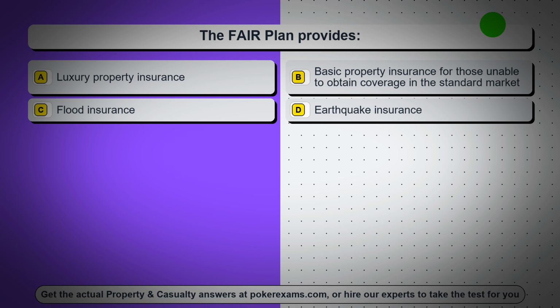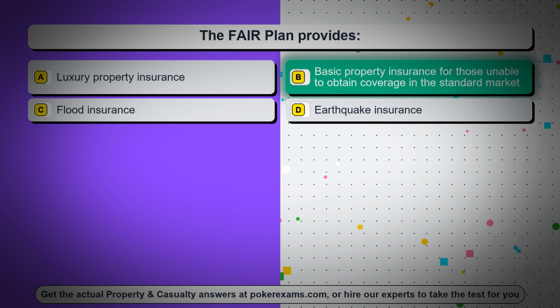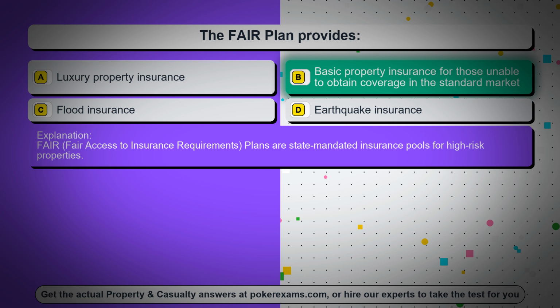Question 10. The FAIR plan provides: Option A, luxury property insurance. Option B, basic property insurance for those unable to obtain coverage in the standard market. Option C, flood insurance. Option D, earthquake insurance. The correct answer is option B, basic property insurance for those unable to obtain coverage in the standard market. Fair Access to Insurance Requirements plans are state-mandated insurance pools for high-risk properties.